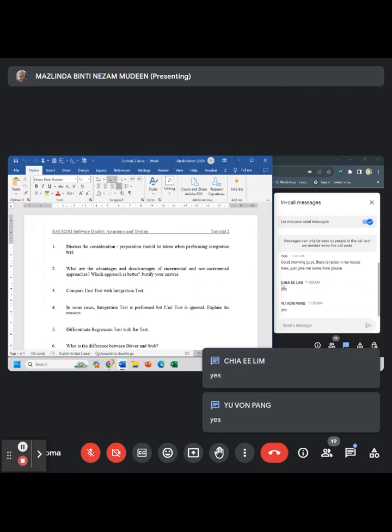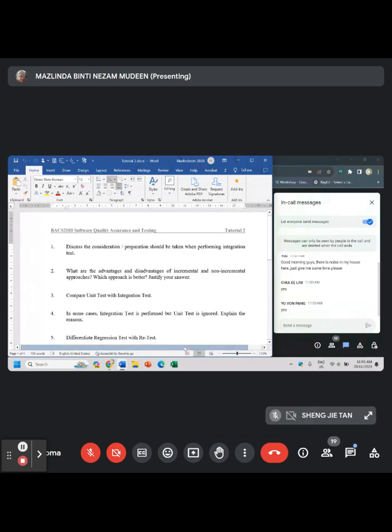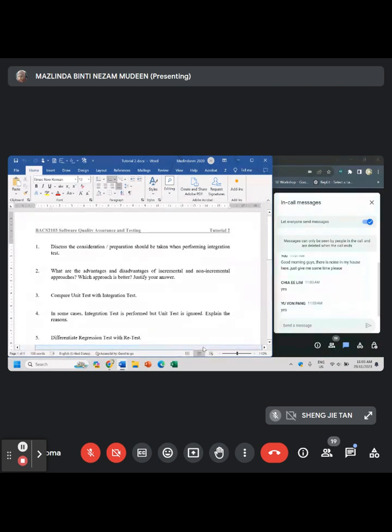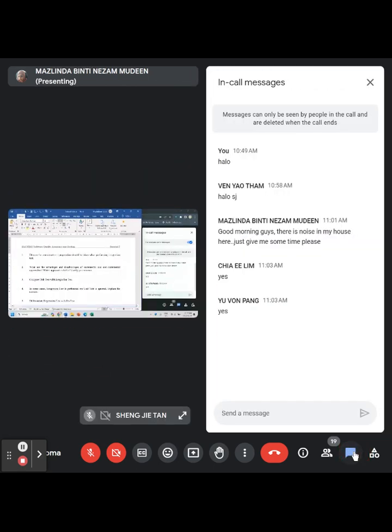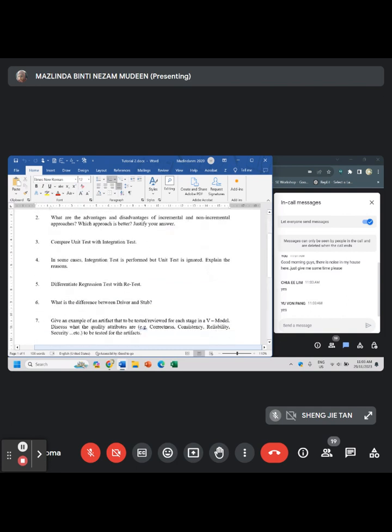Okay, so let's discuss our tutorial 2 first. So tutorial 2 is for chapter 2 about the level of testing, where we have discussed unit testing, module testing, then we were concentrating on integration testing, and we have discussed the two approaches, which is the incremental and the non-incremental. And then we also have discussed the two strategies, which is the top-down and bottom-up. Okay, then after that, we have discussed the driver and stub.